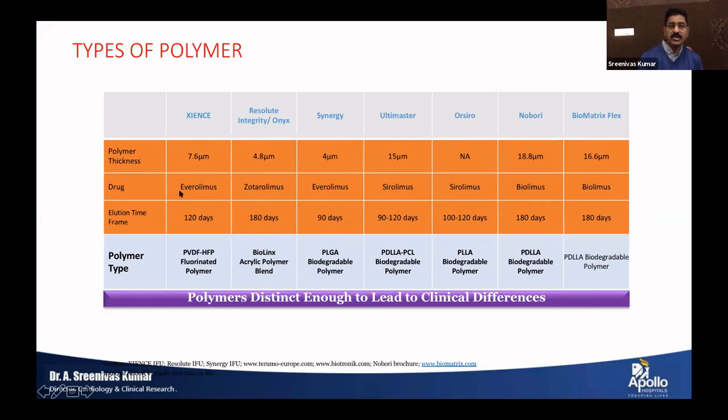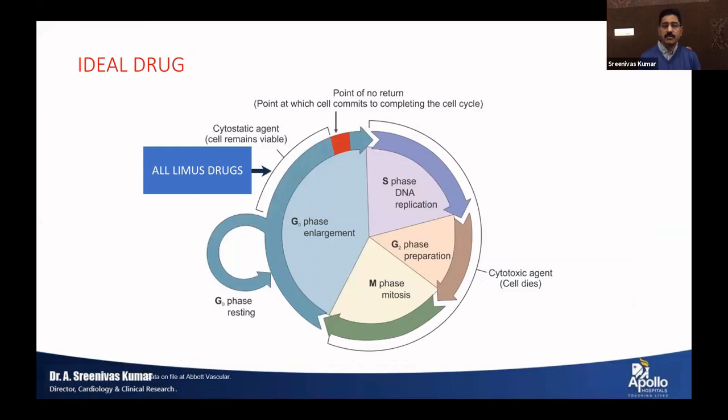If you see the various commonly used stents which are available in the market, I mentioned here, most of the drugs are limus-based. There's no paclitaxel. Xience has everolimus, Resolute Platform has zotarolimus, Synergy again has everolimus, Ultimaster has sirolimus, Orsiro sirolimus, and Biolimus stents had biolimus. And the drug elution period varies from 90 to 120 days, maximum of 180 days, because that is the period in which maximum restenosis happens. So if the drug stays till that period, then chances of getting into trouble would be least.